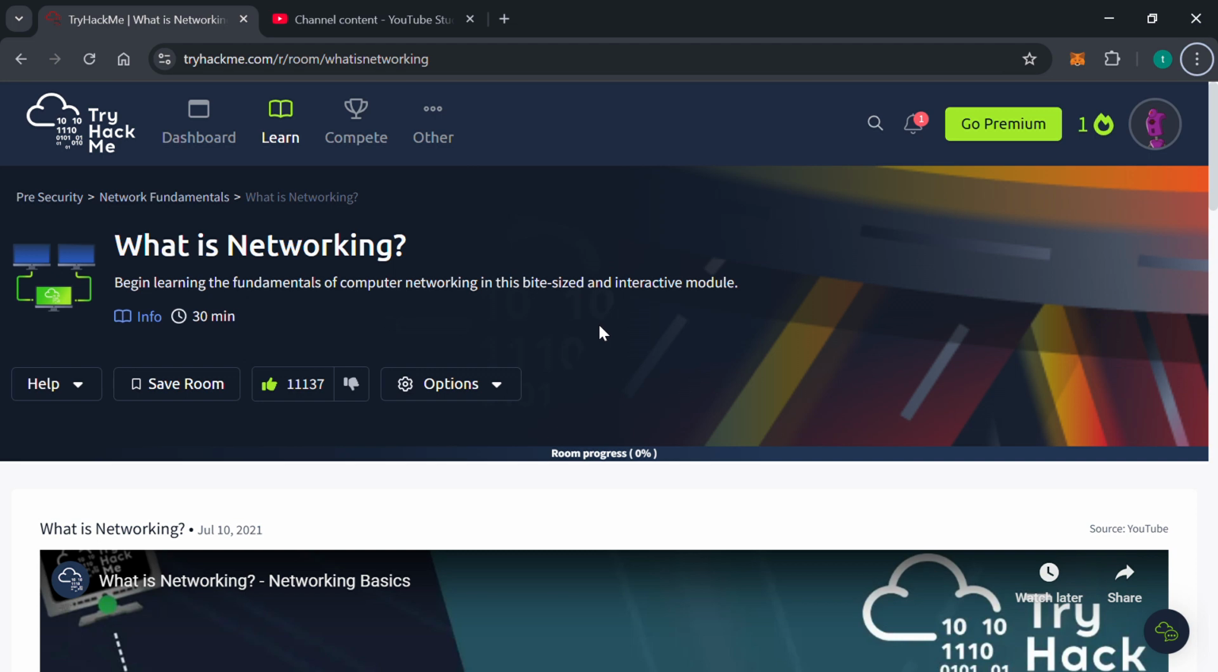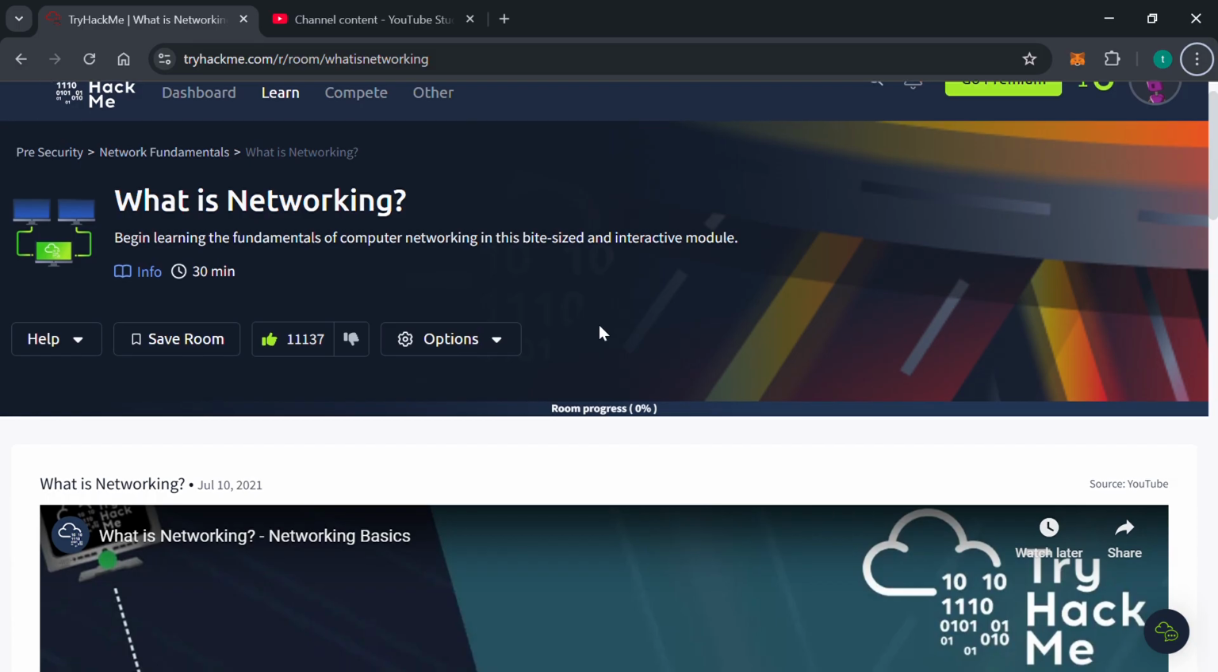Now let's go to the next room in the learning part, which is networking. What is networking? In this room, we are going to look at the fundamentals of computer networking.